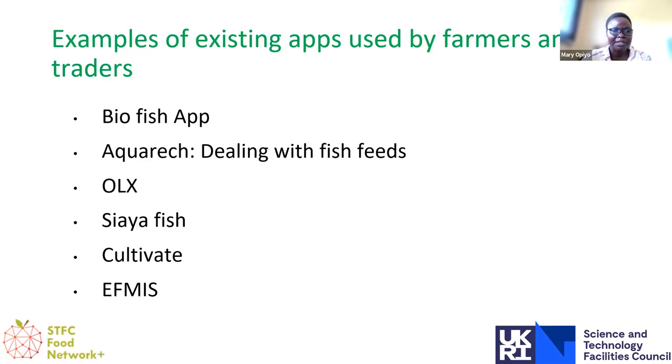Then the Biofish app was also an app which was under trial, but so far it has not succeeded, though the farmers were saying that they knew about it. And then FMIS is the platform which I was saying is supposed to be incorporated in Chemfree's platform, the ICAS platform. That one is the electronic fish marketing information system. If we have this for the farmed fish, then it can really help in access to market for the farmed fish.